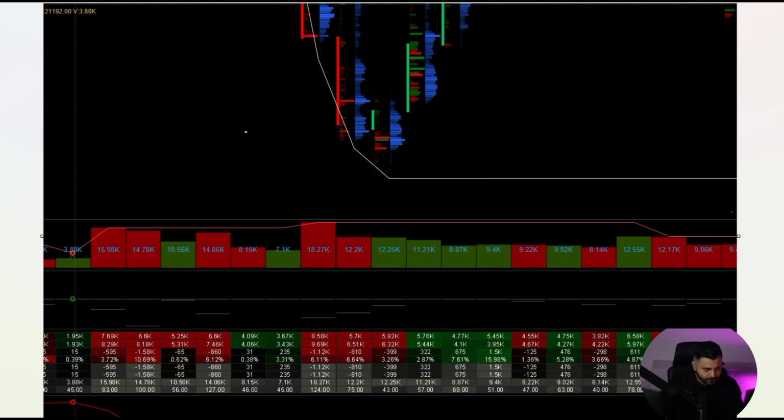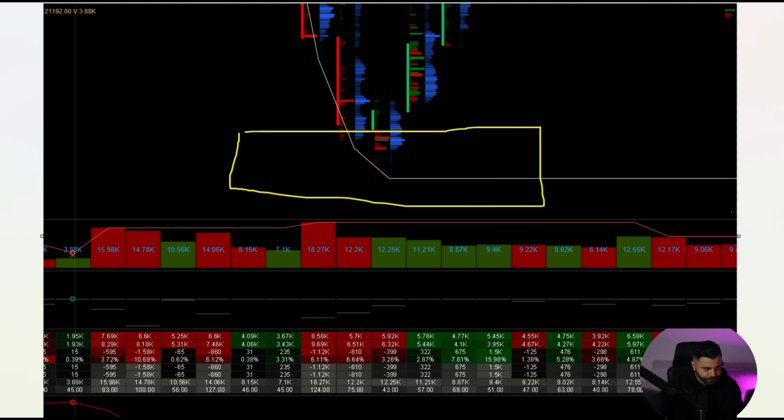So we have our key level here. We can see we are aggressively moving to the downside, and from the footprint statistics you can see we have a lot of negative delta in these candles. Look at this: we have 1100 negative delta in this candle.